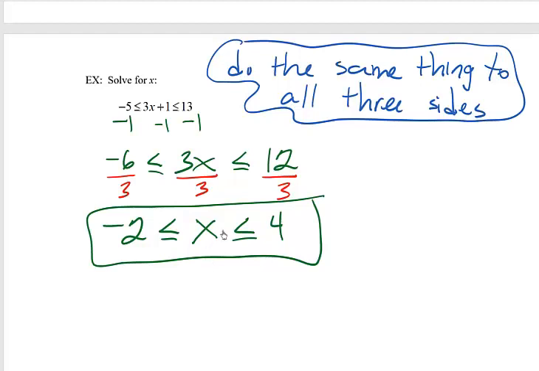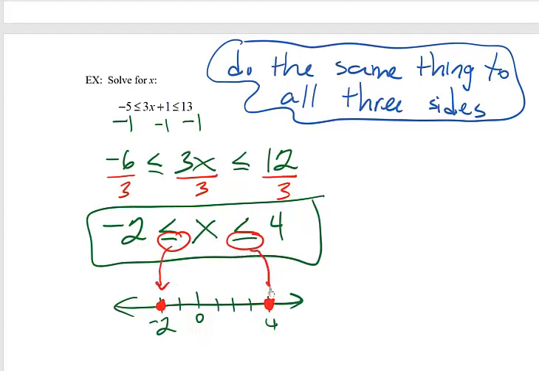Let's wrap up by writing this in each of the other two ways. The number line picture is pretty straightforward. I'm not going to have any arrows on this one because I'm only coloring in numbers that are in between negative 2 and 4. I do have the equals sign, so I'm including the negative 2 and the 4. Remember, this equals corresponds to these closed circles. And then I'm coloring everything in between. So here would be the number line picture.